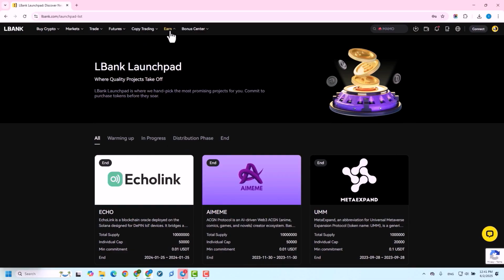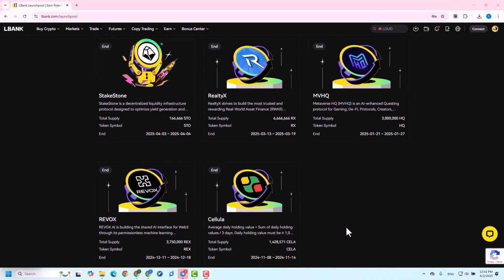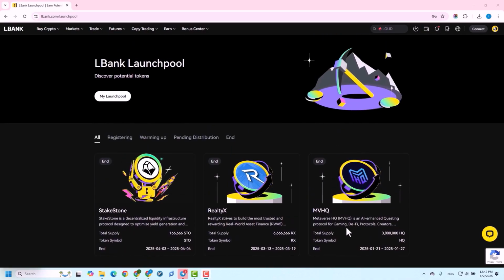The next section is related to Launchpool, which in the LBank Exchange serves as a platform for discovering new and promising tokens. Traders can participate in projects in this section by staking specific tokens and, in return, receive reward tokens. Projects such as Stake, RealityX Column, and others are examples that have previously been offered in this section. Each project contains information such as participation period, total token supply, and its unique symbol.